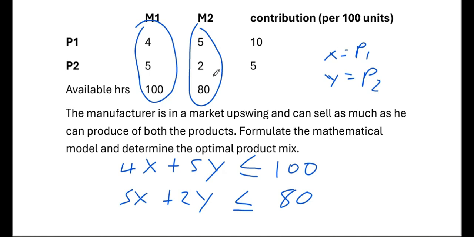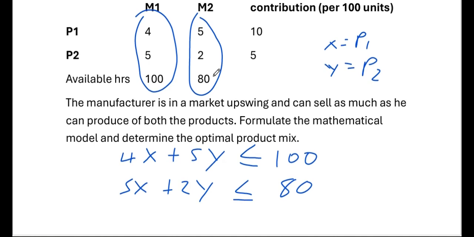The same applies to the other one: 5x plus 2y must be less than 80. Okay, so those are our first two constraints. Then now, because this is contribution, remember this is contribution per 100 units. So this is where we are going to form the objective function from.